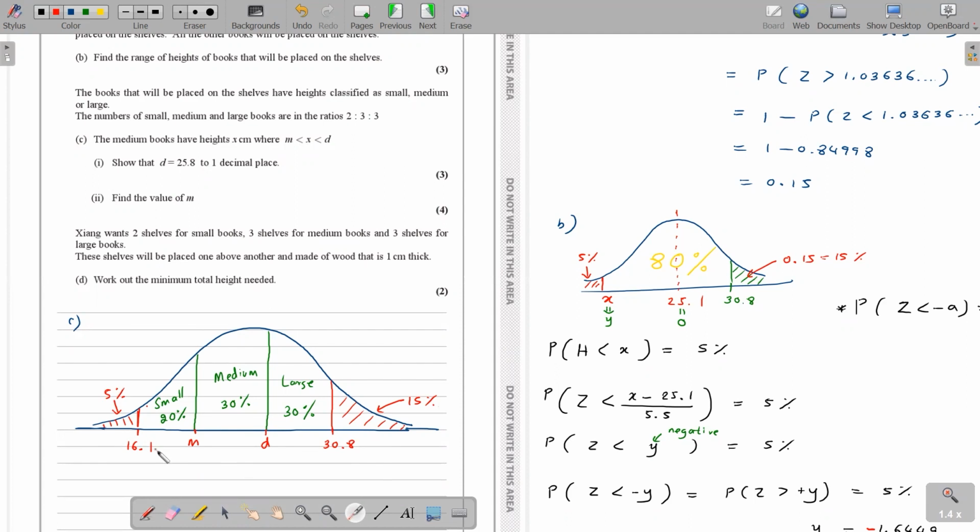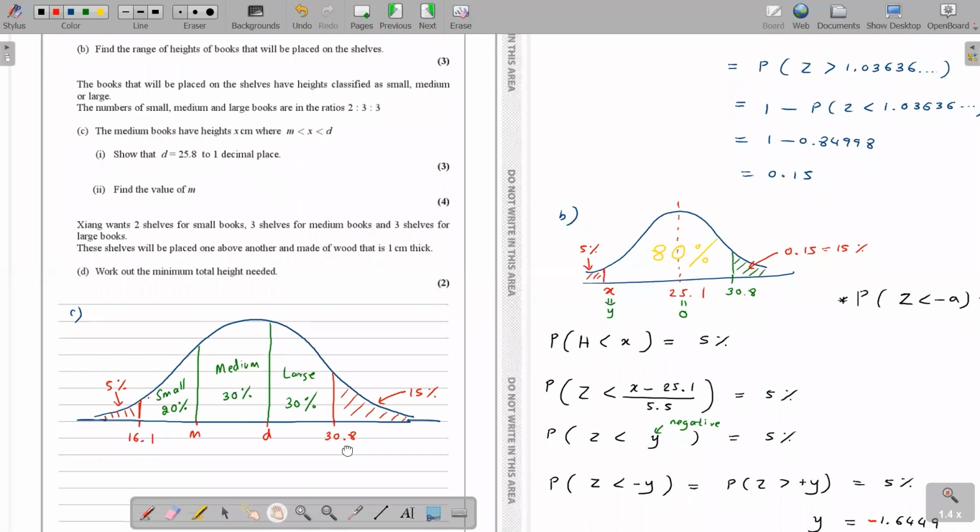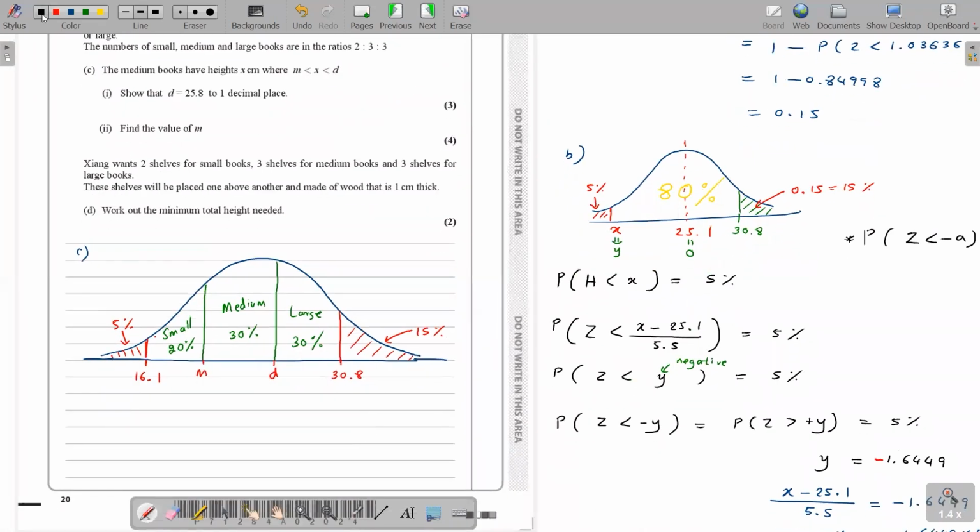They are asking, show that D equals 25.8 to 1 dp. Okay, how do I find the value of this D? Tell me what's the easiest way to find the value of D? Take the area in front of D. What's the area in front of D? If you take the area completely in front of D, what do we have? We have 45%. And if you look at the normal distribution, the second table, don't we have 0.45 area?